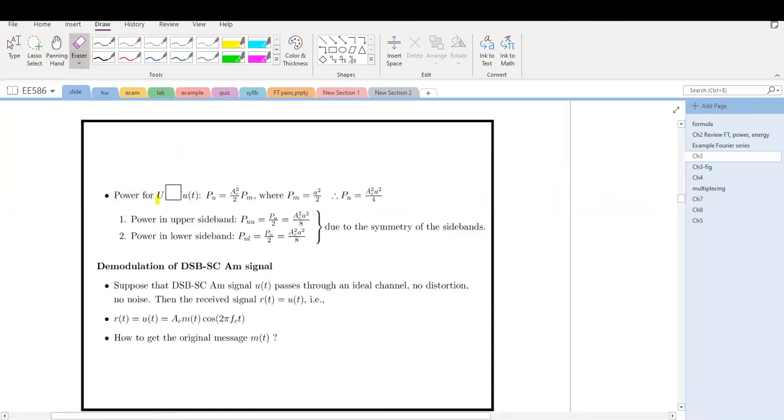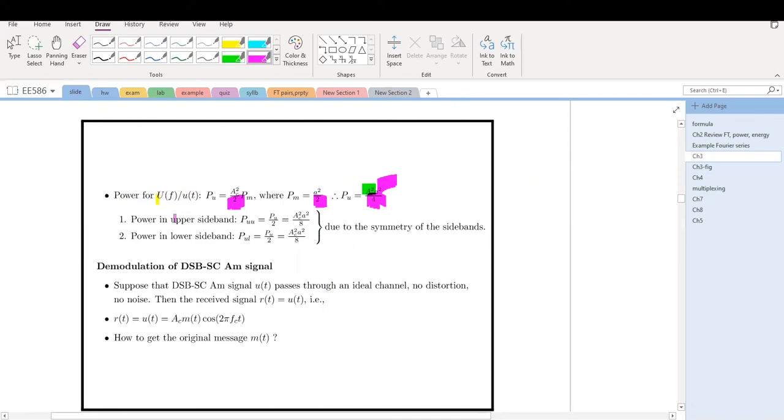Now, what's the power in the modulated signal? That's half Ac squared multiplied by Pm. What's the Pm? That's the power contained in the message signal. And what is the power there? It's a cosine signal. Its power is the magnitude squared divided by 2. So small a squared divided by 2. Then what is the modulated power? Ac squared and small a squared, right? And divided by 4, because there is a half here, there's a half here, you got 4.